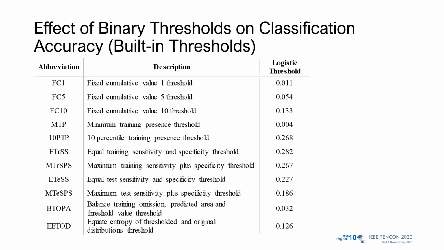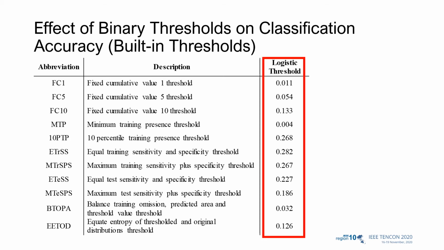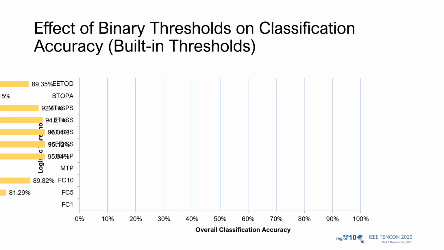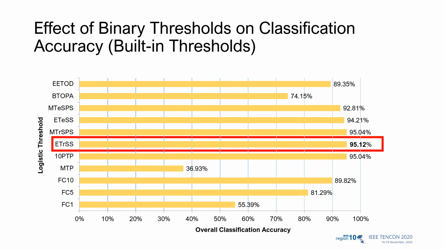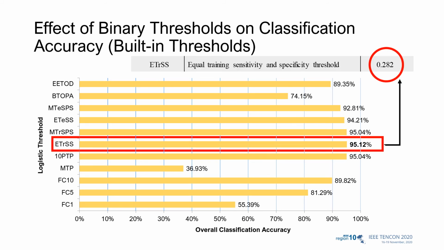Now let's go to the results using MaxEnt's built-in thresholds. The thresholds shown are automatically calculated by MaxEnt. Each of these thresholds was applied to the MaxEnt outputs, and each output was assessed in terms of classification accuracy. Here is the result of accuracy assessment using a 500 sample size. The highest accuracy was found when using the equal training sensitivity and specificity threshold, or ETRSS. The threshold value is 0.282.